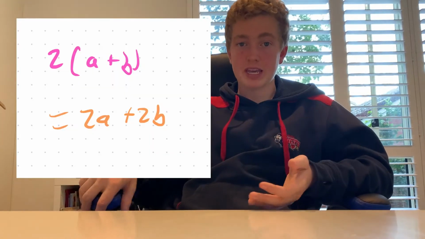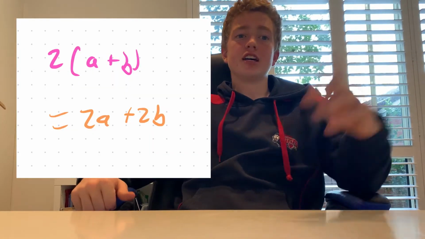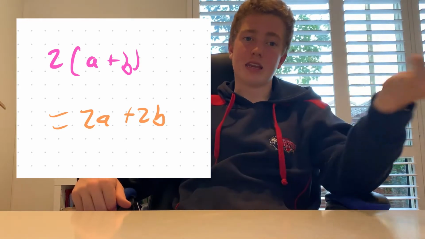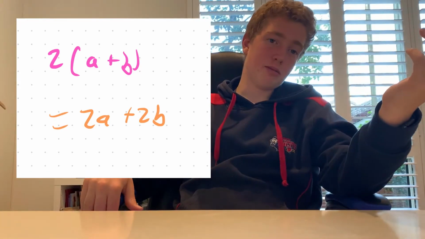So the first thing that we're going to look at is literally just timesing something outside a bracket by something inside a bracket. Really easy. Let's say I have a plus b inside the bracket, a 2 out the front. You times the 2 by the a and then the b. And so you just end up with 2a plus 2b. Easy. It's just reverse factorizing.